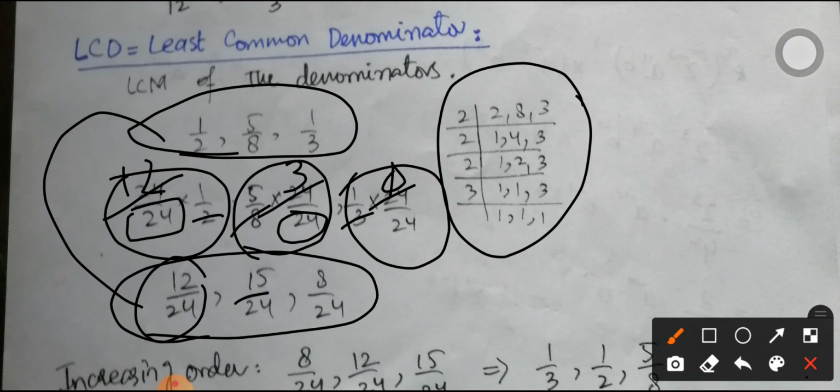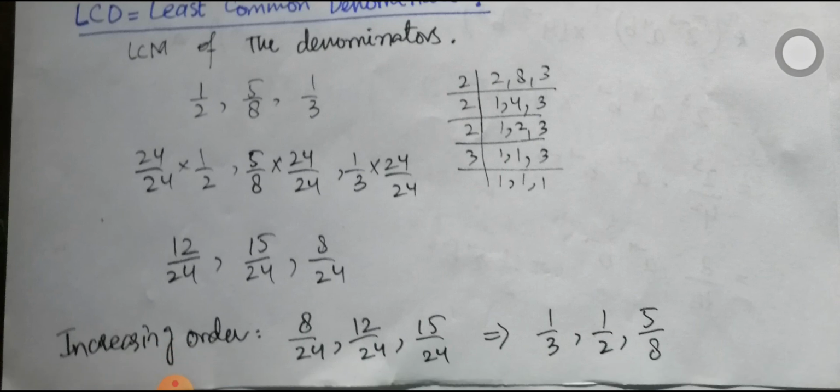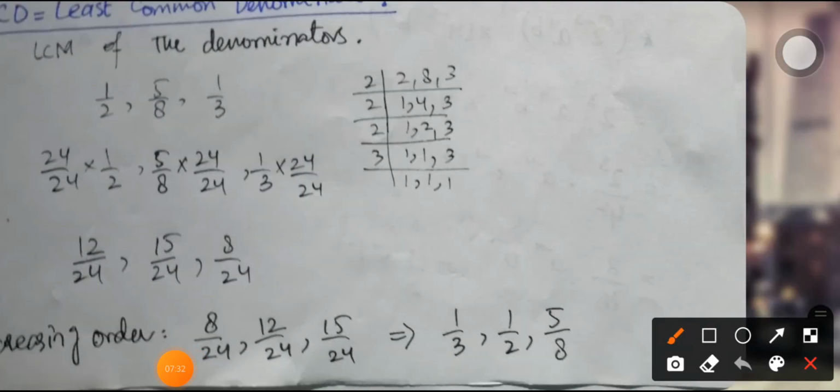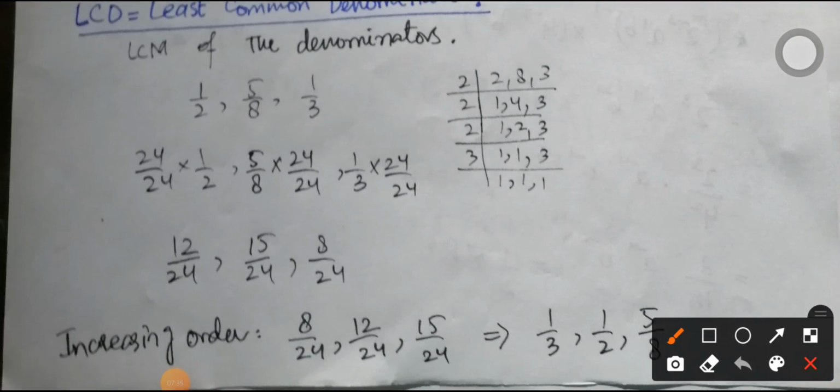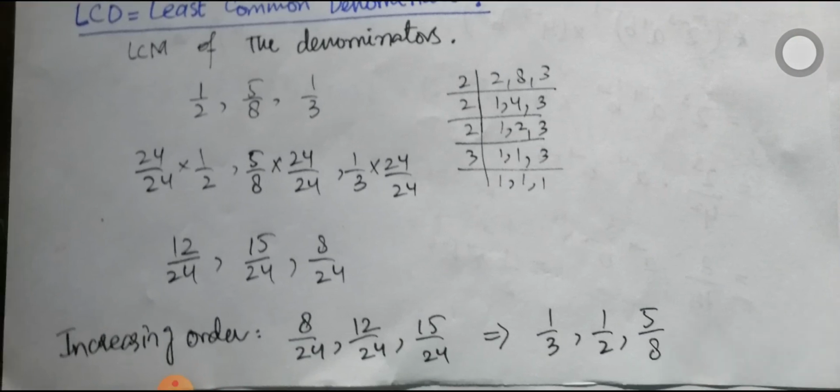Now if you want to arrange these fractions in increasing order, we can simply arrange them with the help of the numerators. So 8 is the smallest number, so we will start with 8 by 24, then 12 by 24, and then 15 by 24, and we will convert these fractions into the simplified form, which are 1 by 3, 1 by 2 and 5 by 8 respectively.